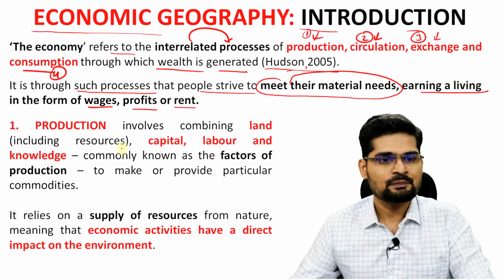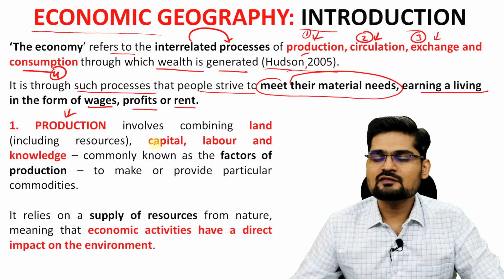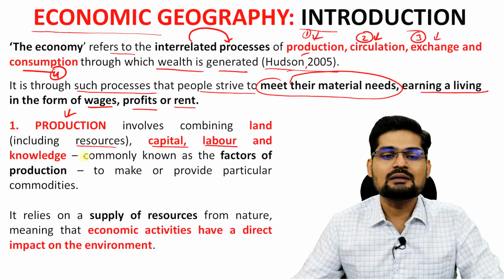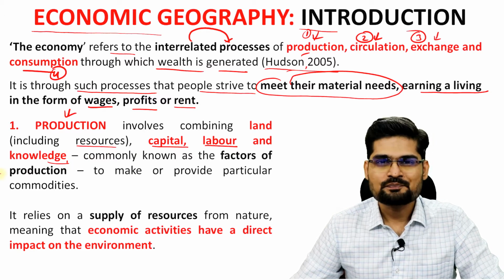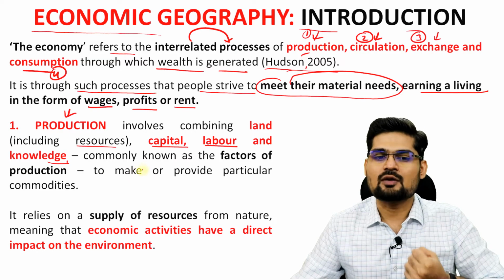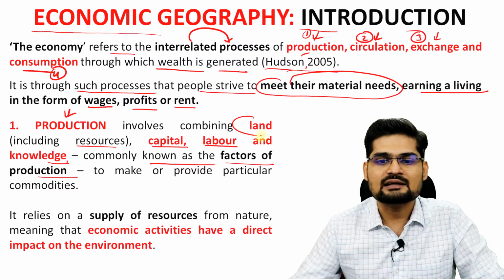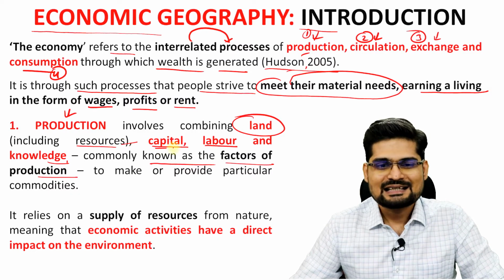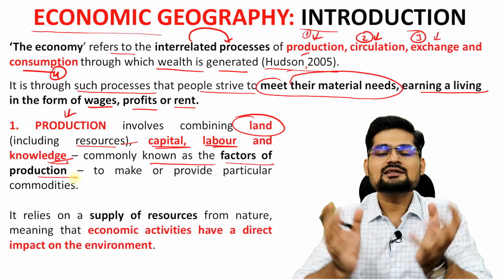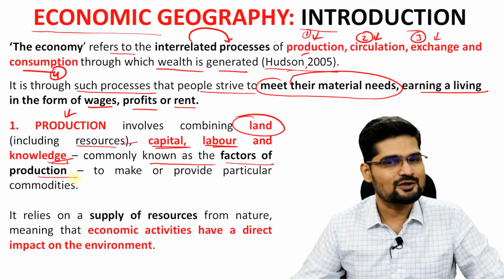That's most important here. So first point, number one, that is production. So what does production involve? It involves combining land resources with capital, labor, technology, or what we say knowledge. Together, when we combine all these things, what is formed? The production is formed, right? So commonly known as the factors of production. So these are the factors of production: the land resources, the capital, labor, knowledge, technology that we say, right? So these together form the production pillar of economy, right?